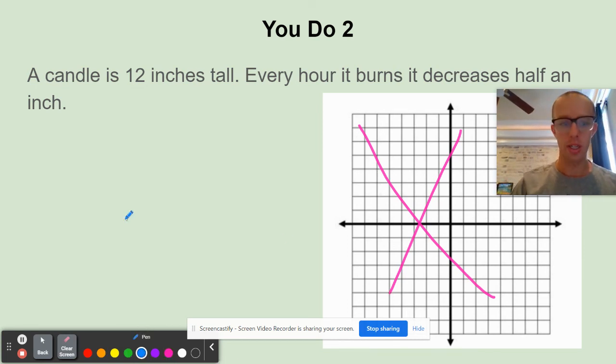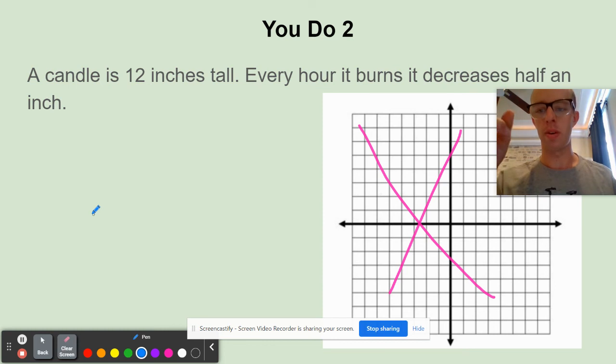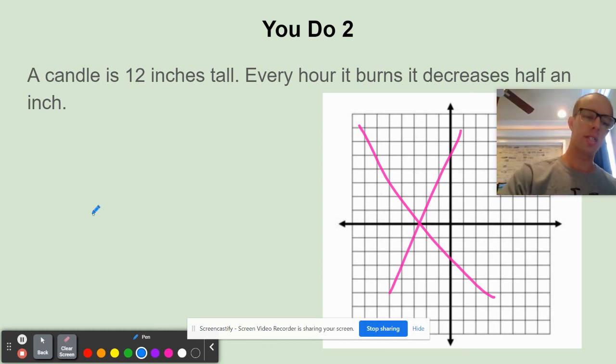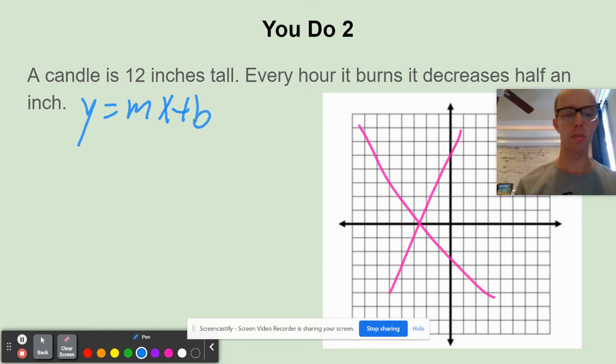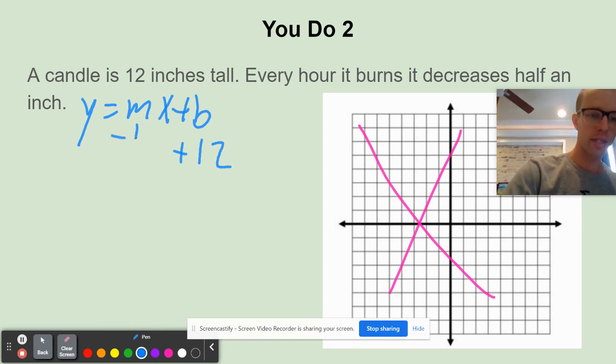All right, hopefully you're unpausing because you tried it. I'm going to go through this really quickly. This video is getting much longer than I want it to be. A candle is 12 inches tall. Every hour it burns, it decreases half an inch. It's changing the same amount each time, so I know that's a constant rate of change. It's y equals mx plus b. It begins at positive 12, and it decreases half an inch per hour. So you can write that as negative 1/2 h since it's per hour.